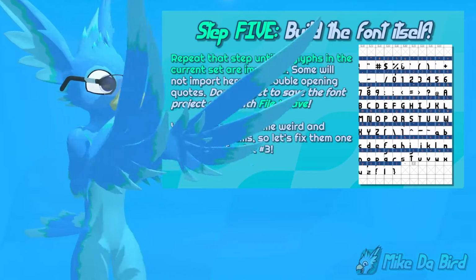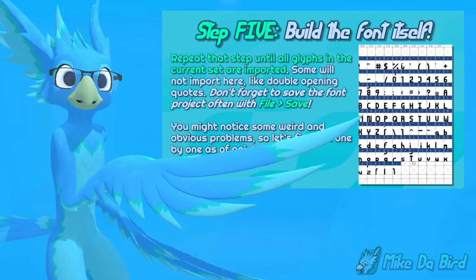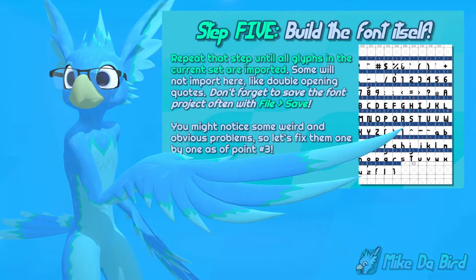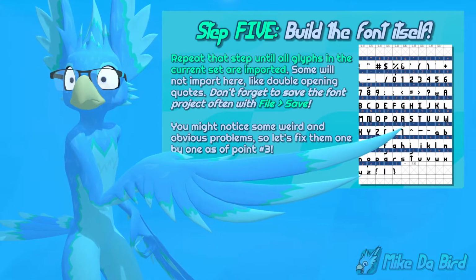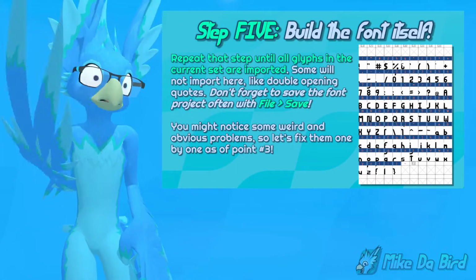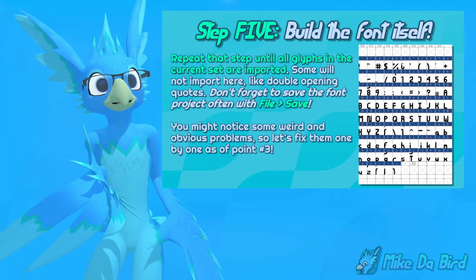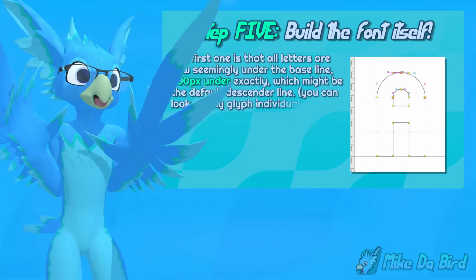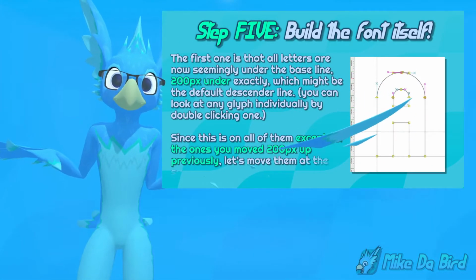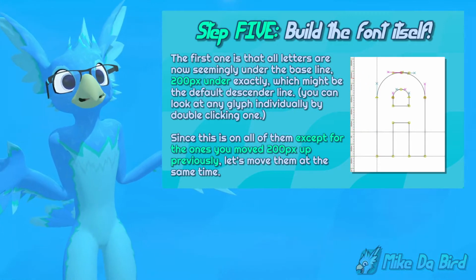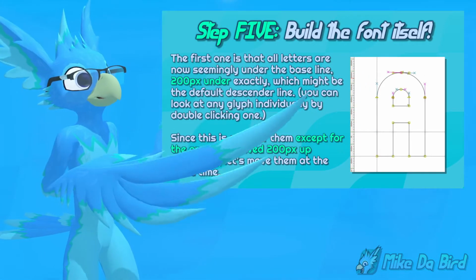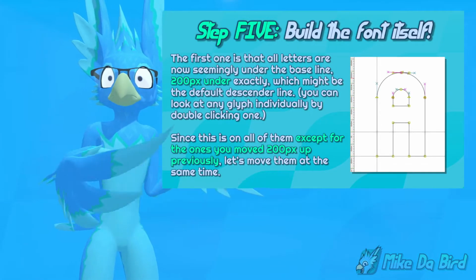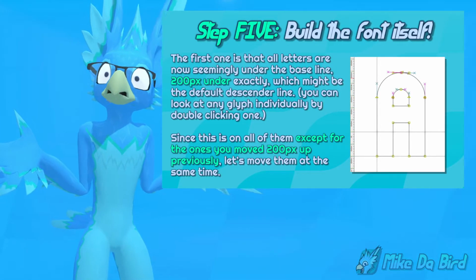And you might notice some weird stuff happening, like, what the heck? What is that little dot there on the closing square bracket, on the top here? So there's still some problems, but we're gonna fix them as part of point number 3. So the first one is that all letters, no exceptions, are now seemingly under the baseline. And in my case, exactly 200 pixels under, which might be the default descender line, that's my guess.